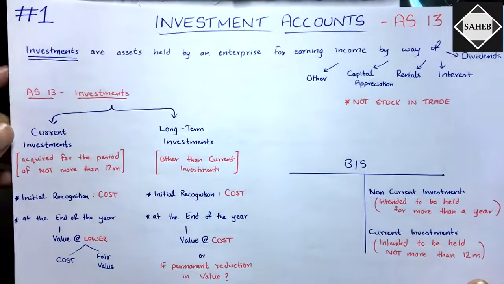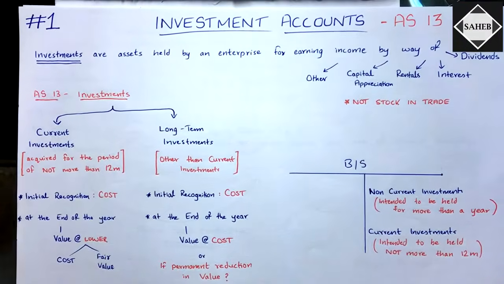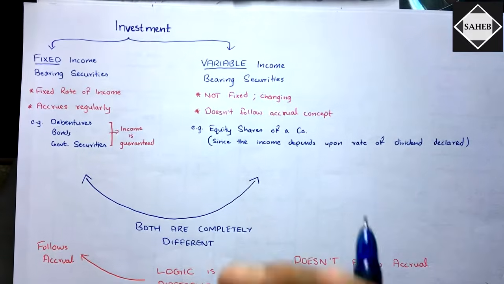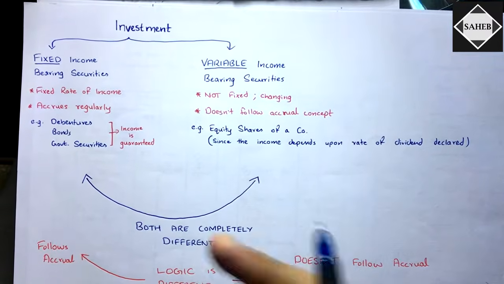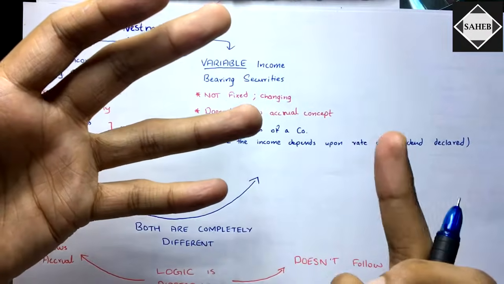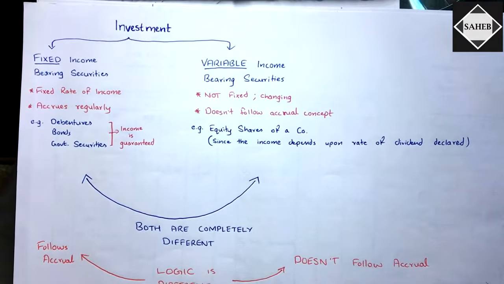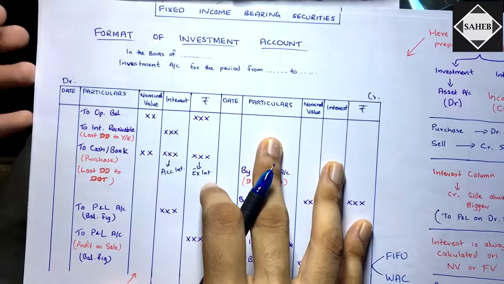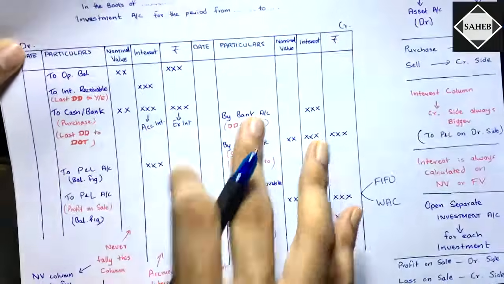In the first video we discussed the concept of investment accounts, and we started this chapter by understanding fixed income bearing securities in detail, right? We understood each and every concept: accrued and due, ex interest and cum interest, taking an example to understand the whole process, and then the format of the investment account also. That's very important. We've understood this in much detail.